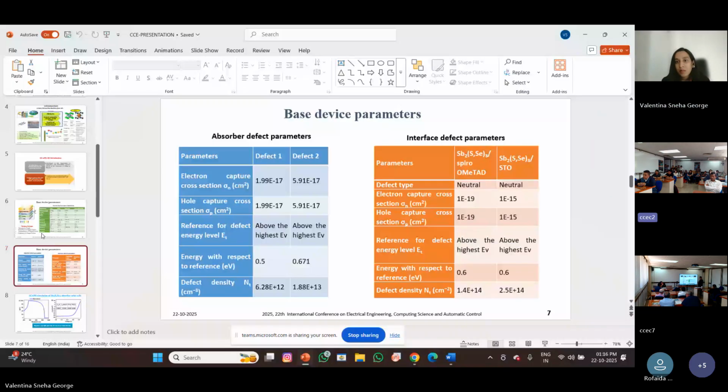This one? Yeah. You can see that, for example, for the absorber defect parameters, you assume values of 10 to the 12 or 10 to the 13 for the defect density. This is a very low value. This is not realistic. No, actually, these defect levels are directly taken from the experimental report for this absorber material.